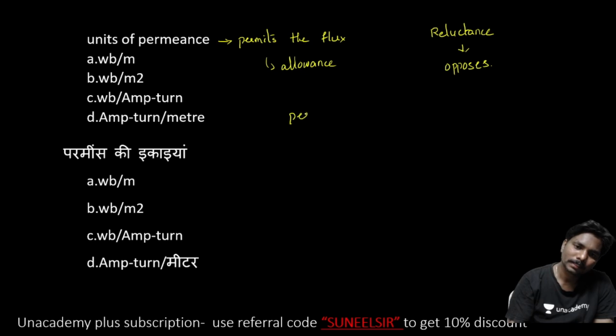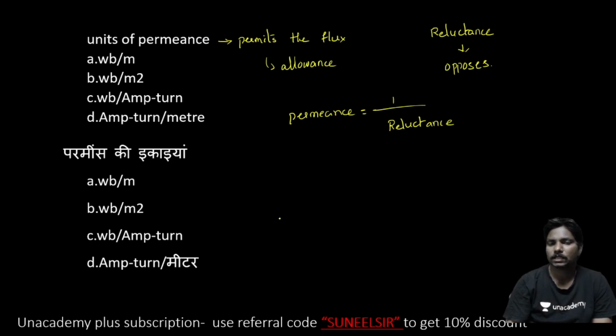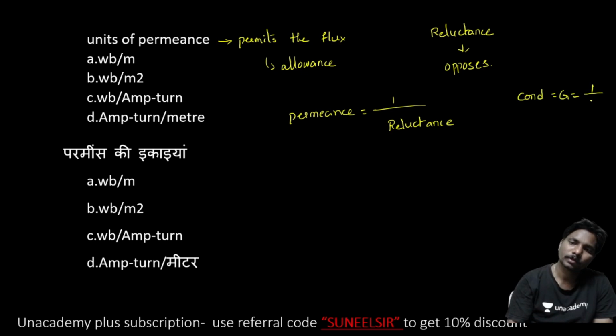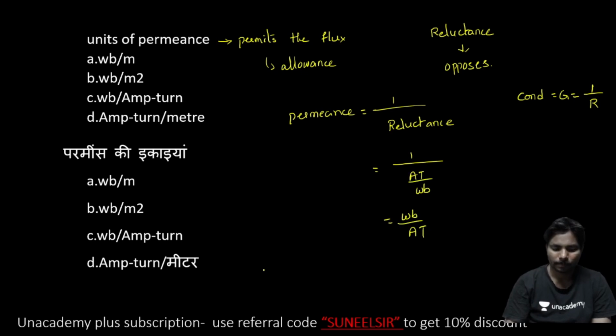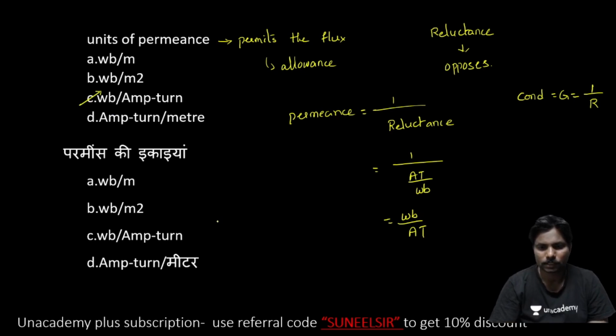So permeance is the reciprocal of reluctance, like conductance is the reciprocal of resistance. Reluctance units are MMF by flux, ampere turn per Weber, so permeance is Weber per ampere turn. So the answer is option C.